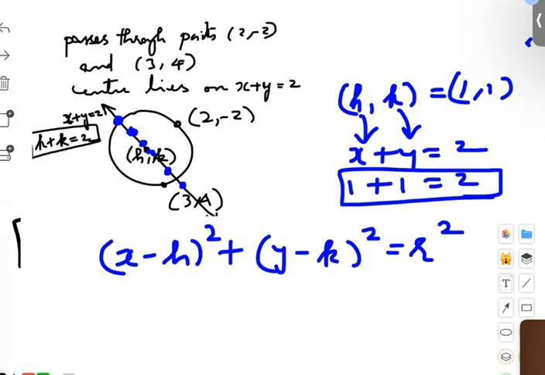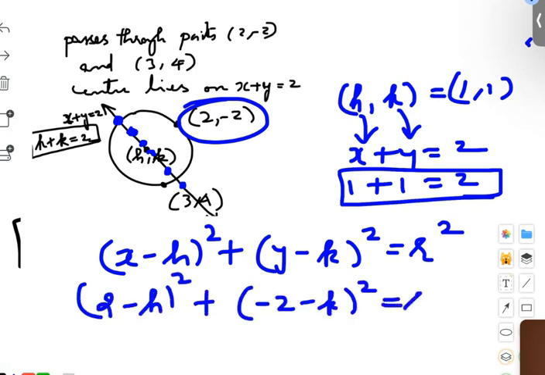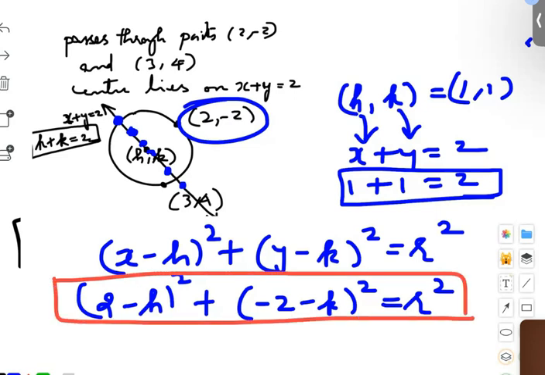So likewise, 2 comma minus 2 is a point lying on the circle. Can you see that? Because this point lies on the circle, you can replace the points x and y with 2 and negative 2.